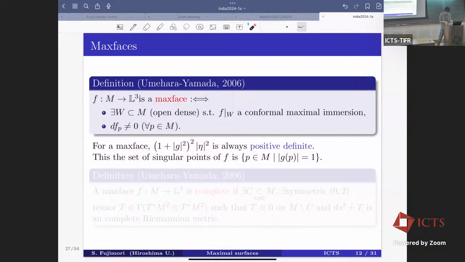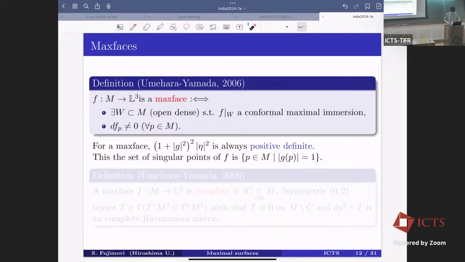So the first fundamental form of F might be degenerate. The first fundamental form is here with a minus, but if we change it to a plus, then this is an immersion, already positive definite. And the set of singular points is exactly the set of points where the modulus of G equals 1. Okay.